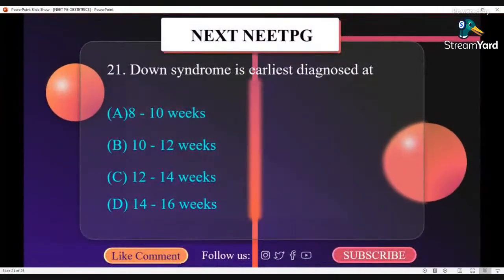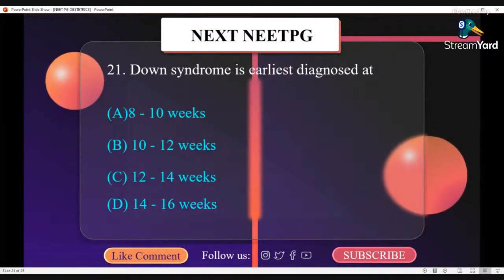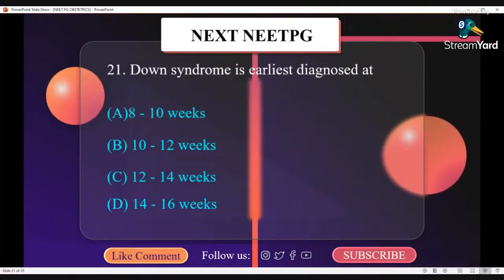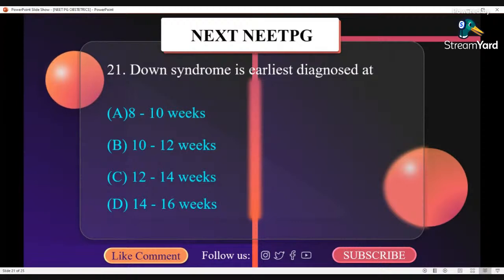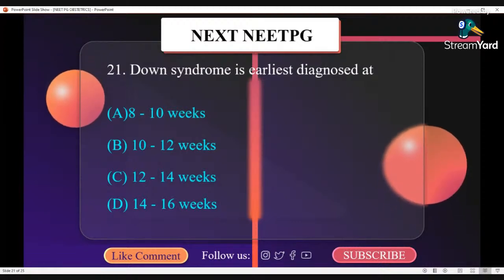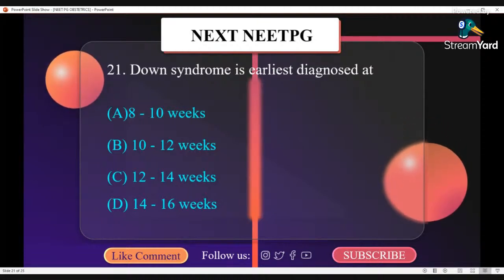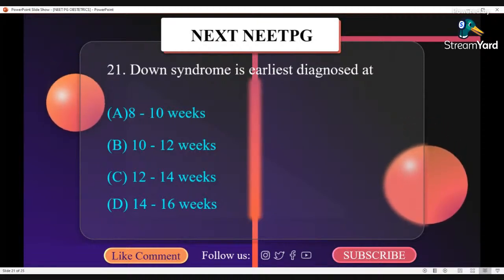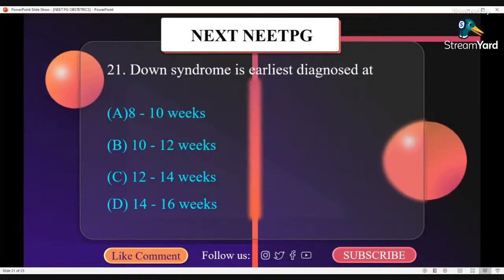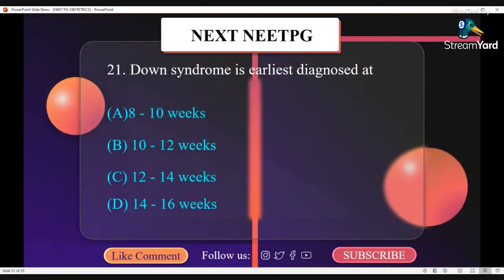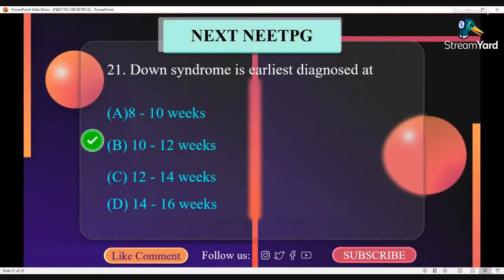Down syndrome is earliest diagnosed at A. 8 to 10 weeks, B. 10 to 12 weeks, C. 12 to 14 weeks, D. 14 to 16 weeks. So the correct option here is B. 10 to 12 weeks. So Down syndrome is earliest diagnosed at 10 to 12 weeks. Down syndrome is a very important topic as per the National Exit Test, NEET PG and INICET exams. Every point related to Down syndrome must be done thoroughly.